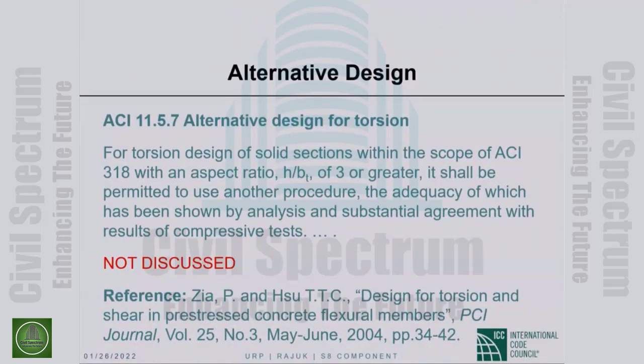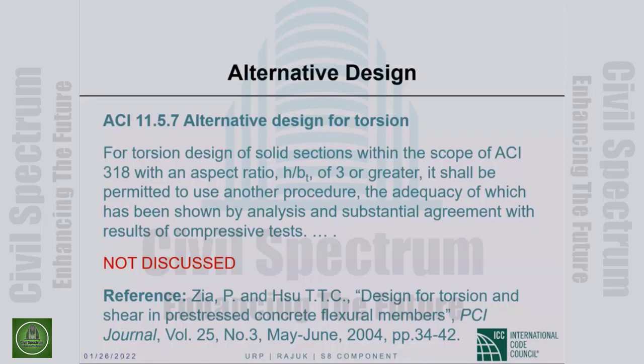Then in ACI 318, there is an alternative design procedure, basically for precast spandrels that have a certain aspect ratio of height over thickness. So these are tall, thin spandrel beams for which we do not have to use the thin-walled tube analogy. We can use any design procedure the adequacy of which has been shown by analysis and substantial agreement with results of comprehensive tests.